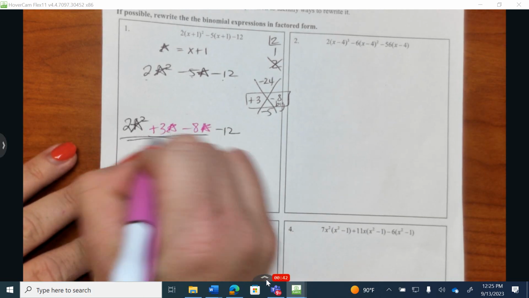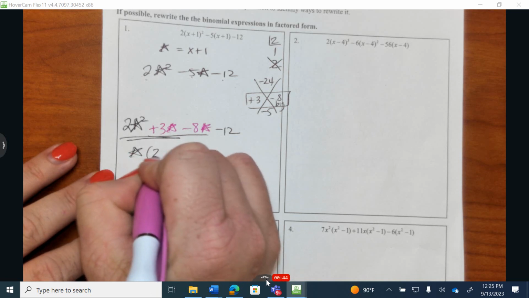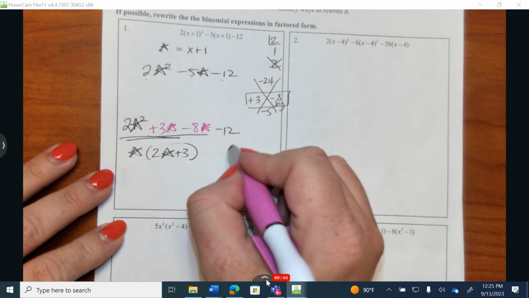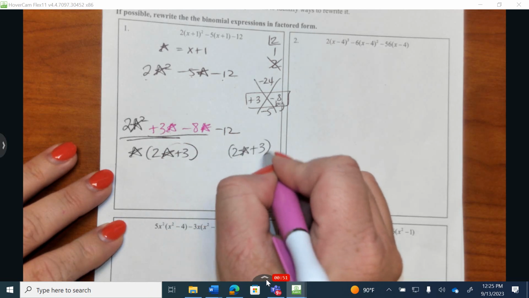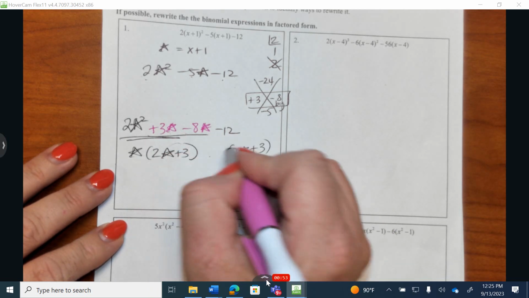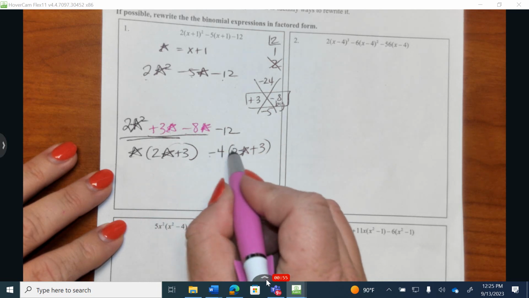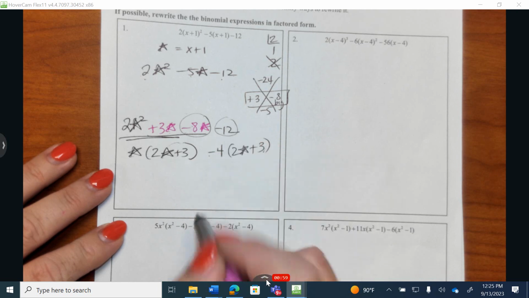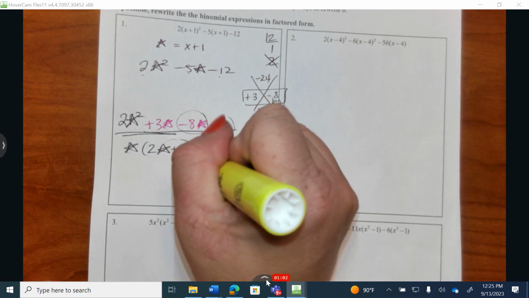Okay, what can I take out of these two? I can take out a star. I'm left with 2 star plus 3. And I'm going to copy and paste this in back. What times 2 gives us negative 8? That'd be negative 4. So negative 8 star, got it? And negative 12.